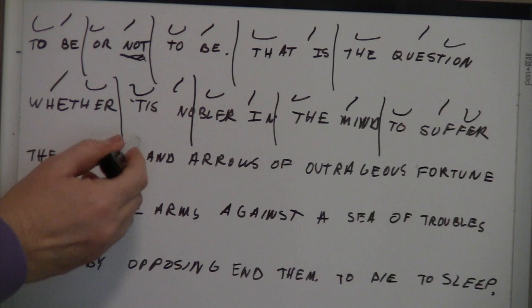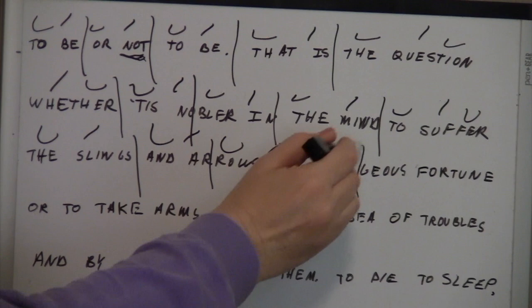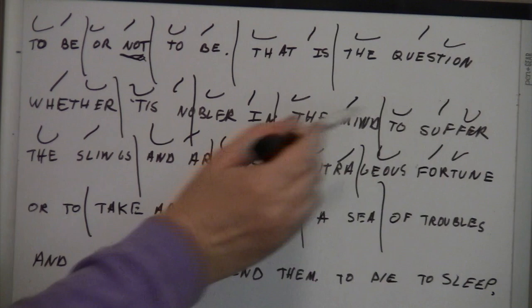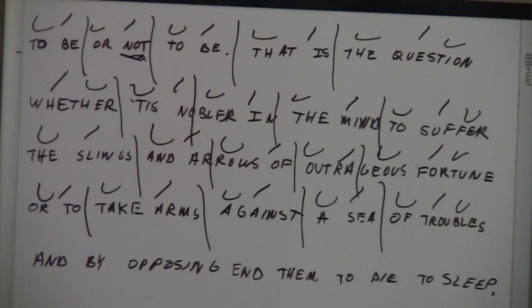The slings and arrows of outrageous fortune. There's that ending again. Next line. Or to take arms against a sea of troubles. So far, so good. Now, this next line is going to cause us some problems because you cannot do this.